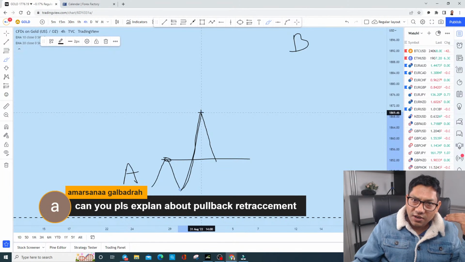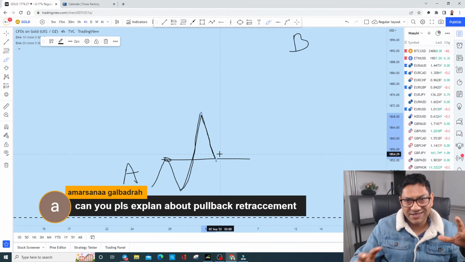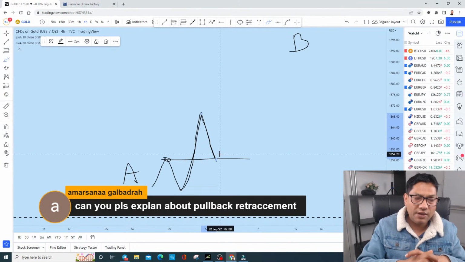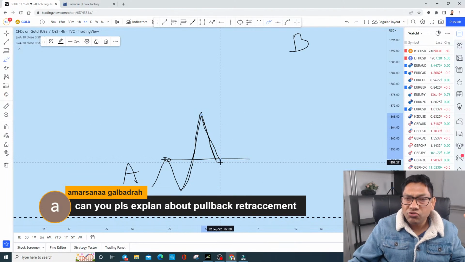And after a certain period of time, what will happen? The market will come back down again, probably to this level. Not always, but it's like a textbook example. Now this lag after a move, the lag formation, is called a retracement or a pullback.